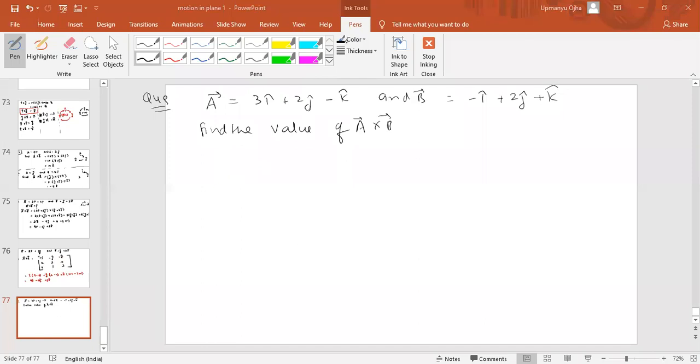So we have A vector cross B vector. With the help of the matrix method, what do I have to do? First of all, write i j k. Then you have to find A cross B. Yes, this type of problem will come in the NCERT exam also.